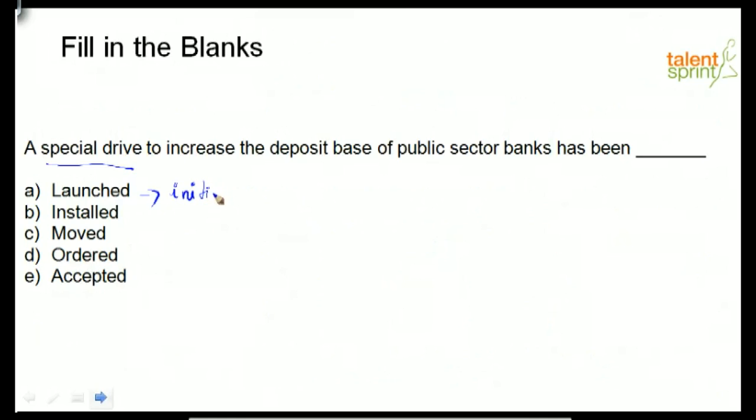Launched means, we know, to initiate something. So when I'm launching something, it means I am excited about something, because it's either a new venture or something. Here we have the clue word, which is special drive. When you say a drive itself, it means a very organized effort to accomplish a specific purpose. So from the given options, the most logical response is launched.